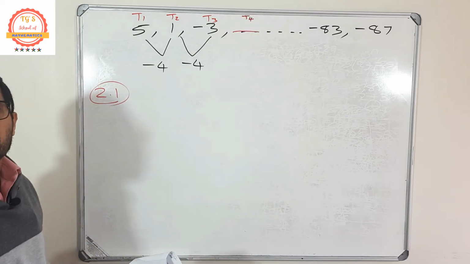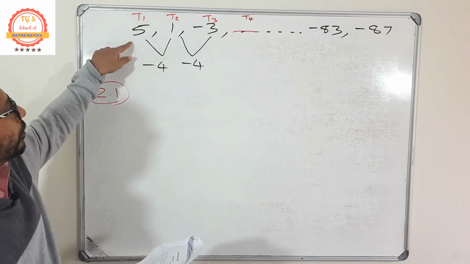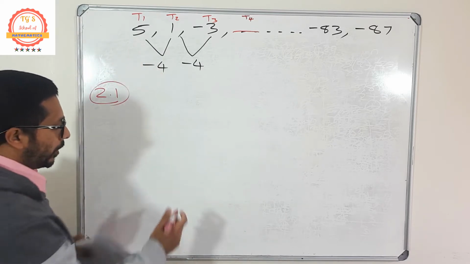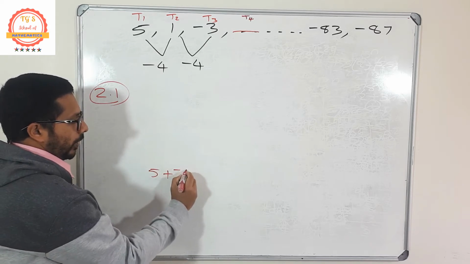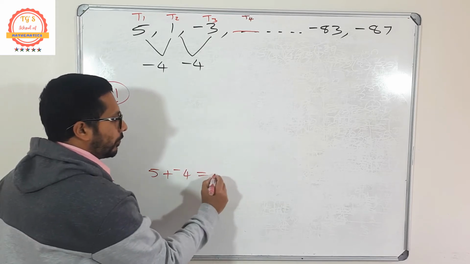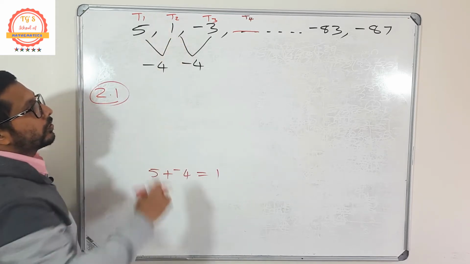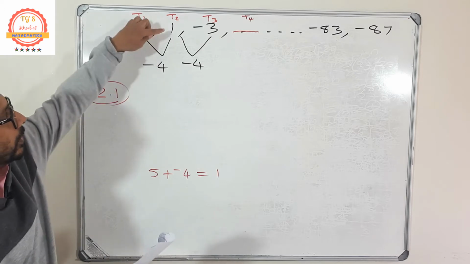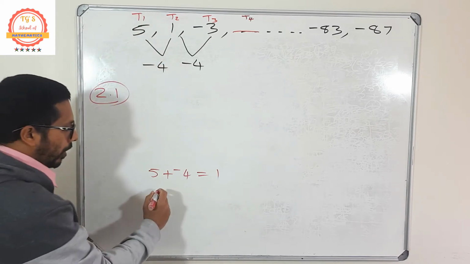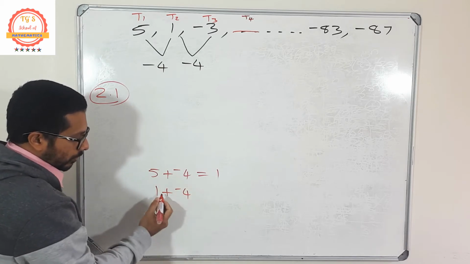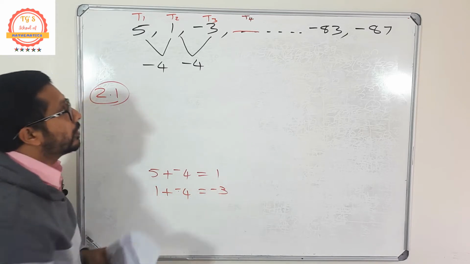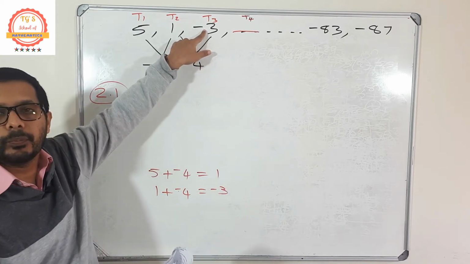It's very easy, it's a grade 10 question. 5 plus minus 4. Plus into minus is minus, that means 5 minus 4, which is 1. Then 1 plus minus 4. Plus minus is minus, so 1 minus 4, that is minus 3. So you can see that the next one is minus 3.